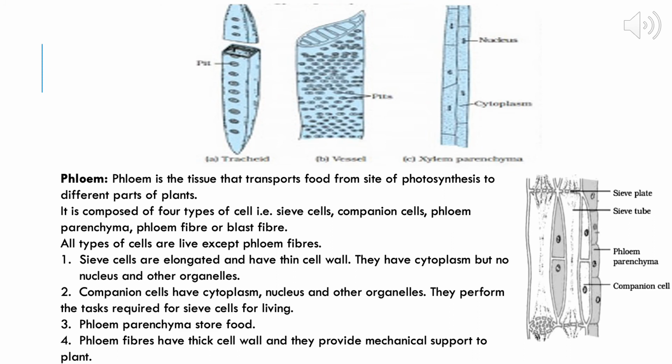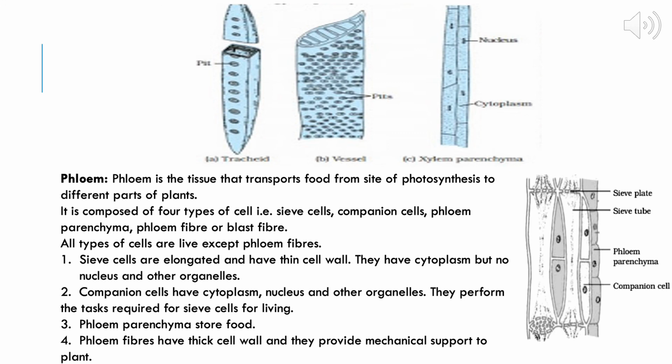The second difference is, in xylem the water is conducted only in the upward direction, but in the case of phloem the food which is prepared in the green part of the plants is transferred from there in the downward direction and also in the upward direction. And this phloem again consists of four parts.